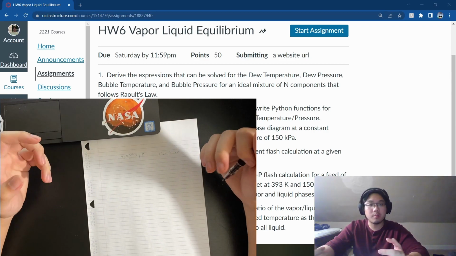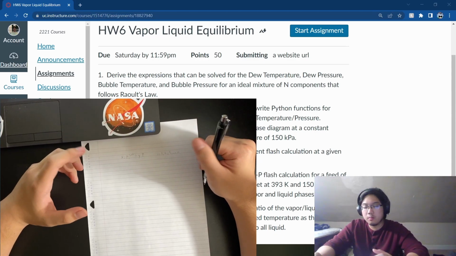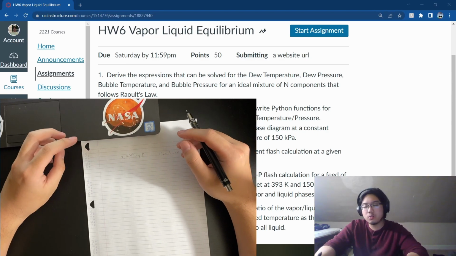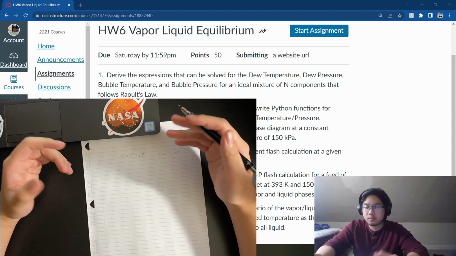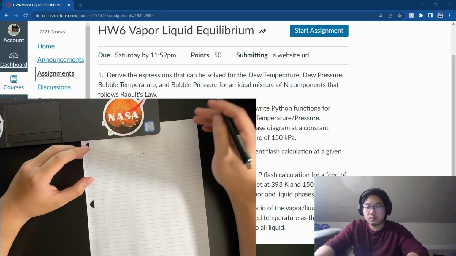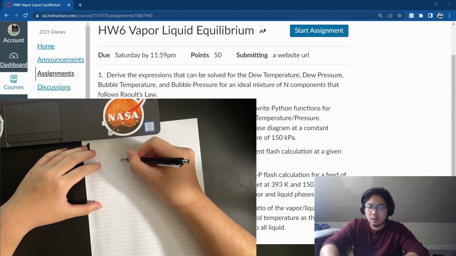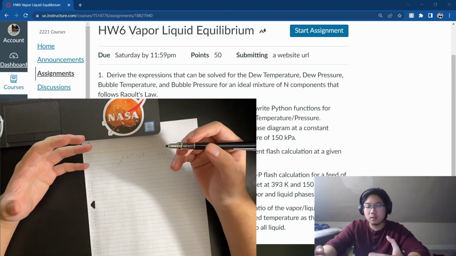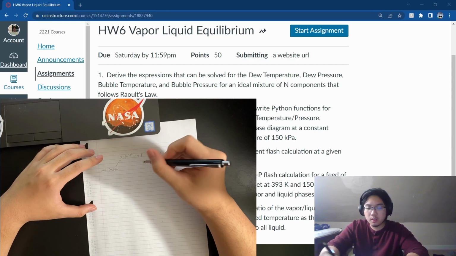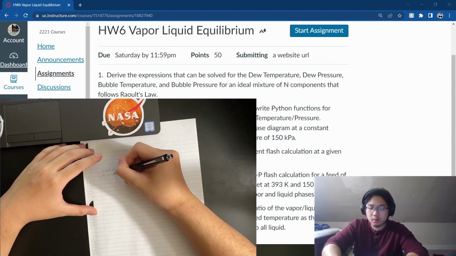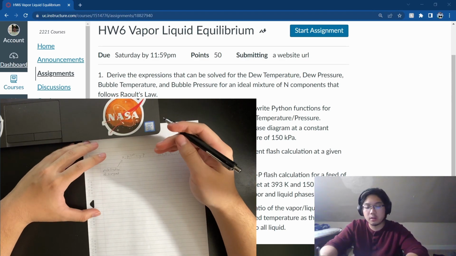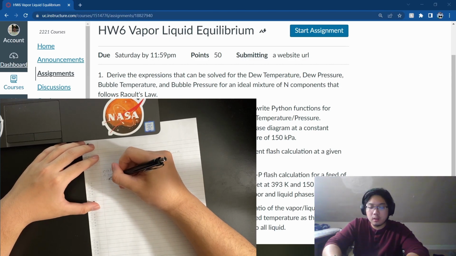Say we have a binary system. Your first component will be labeled with 1, i equals 1, and usually you want to make that your most volatile compound. Then obviously your second compound is number 2, i equals 2. And so what does this x mean? This x here is the mole fraction of component i, so first or second, if we're still sticking to that binary system, in the liquid phase.